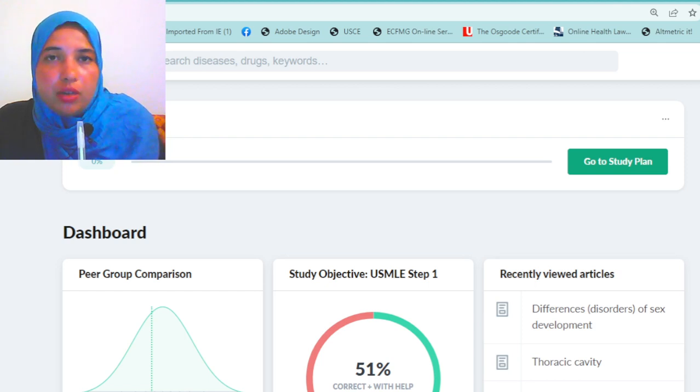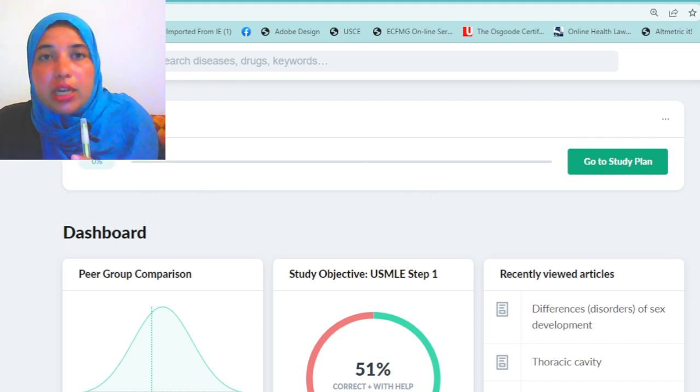If you don't have an account and you're still on the rocks regarding which platform or qbank you want to use, you can also do a 5-day free trial to just get a feel of the AMBOSS platform and its qbank to see if it's the right fit for you. So go ahead and log in.